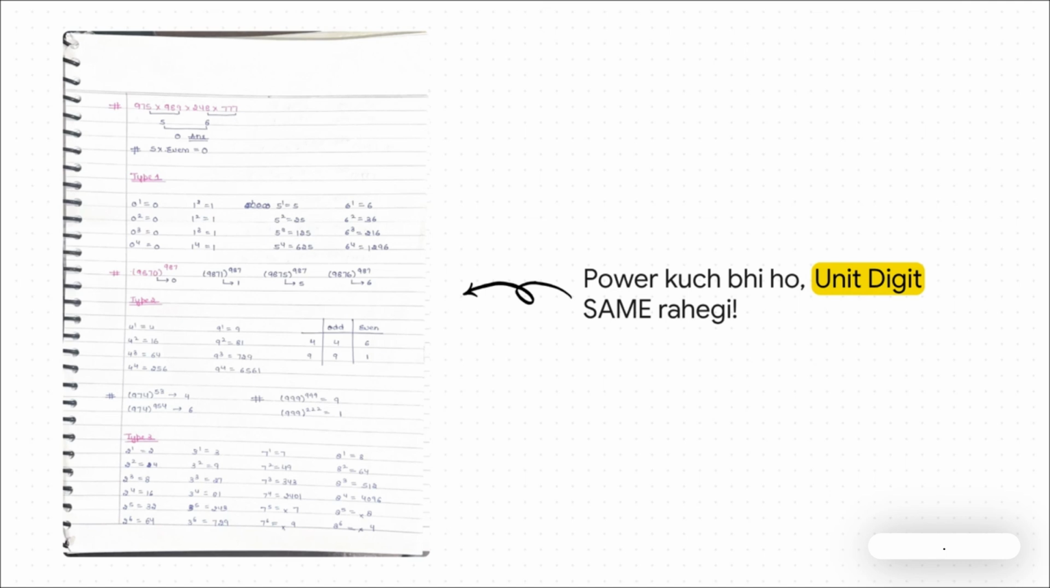First one, 9870 to the power of 987. Since the last digit is 0, the unit digit of the answer is also 0. Same for 9875 to the power of 987. The last digit is 5, so the answer's unit digit is 5. Simple, right? Absolutely no calculation needed.